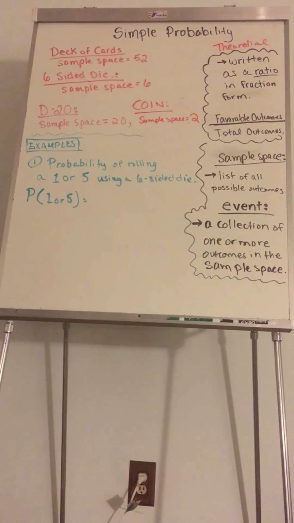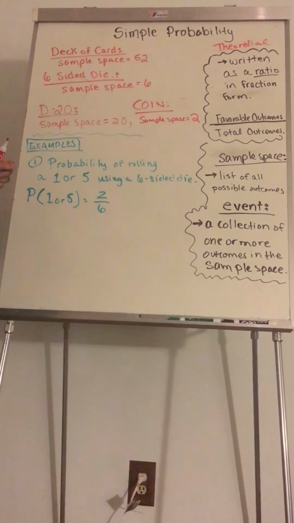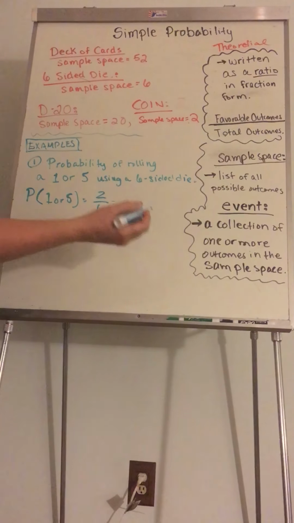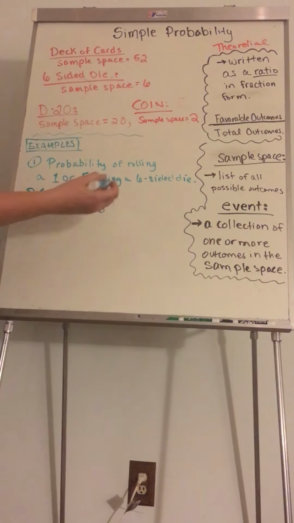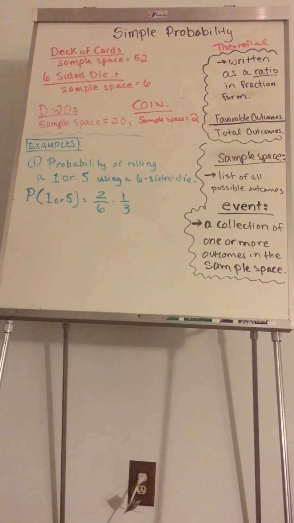So a 1 or a 5, that's 2 options out of 6. So literally I write it as 2 over 6. Or I can simplify 2/6, and it simplifies to 1/3. But you can leave it as 2/6. Anyway, so basically you have a possibility of 1 or 5. That gives you 2. Those are 2 numbers you could get out of a total of 6, okay?